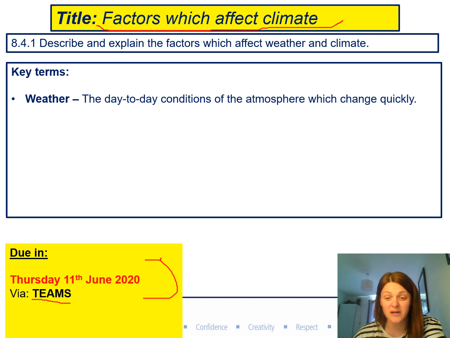So looking out of your window now, you can see what it looks like. It might be a bit drizzly, it might be quite sunny, and then you look out again in a few hours, it might have changed. And that's the weather.